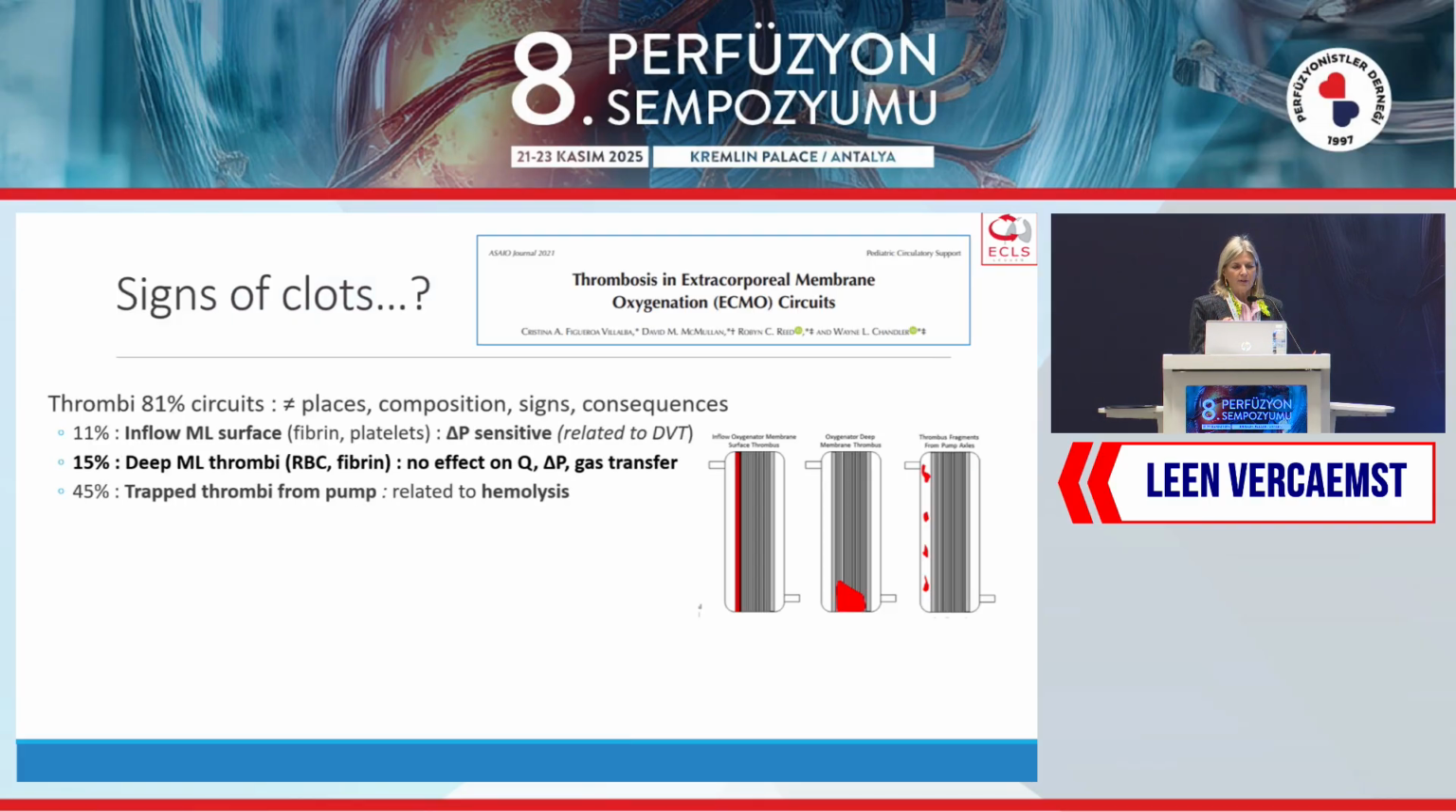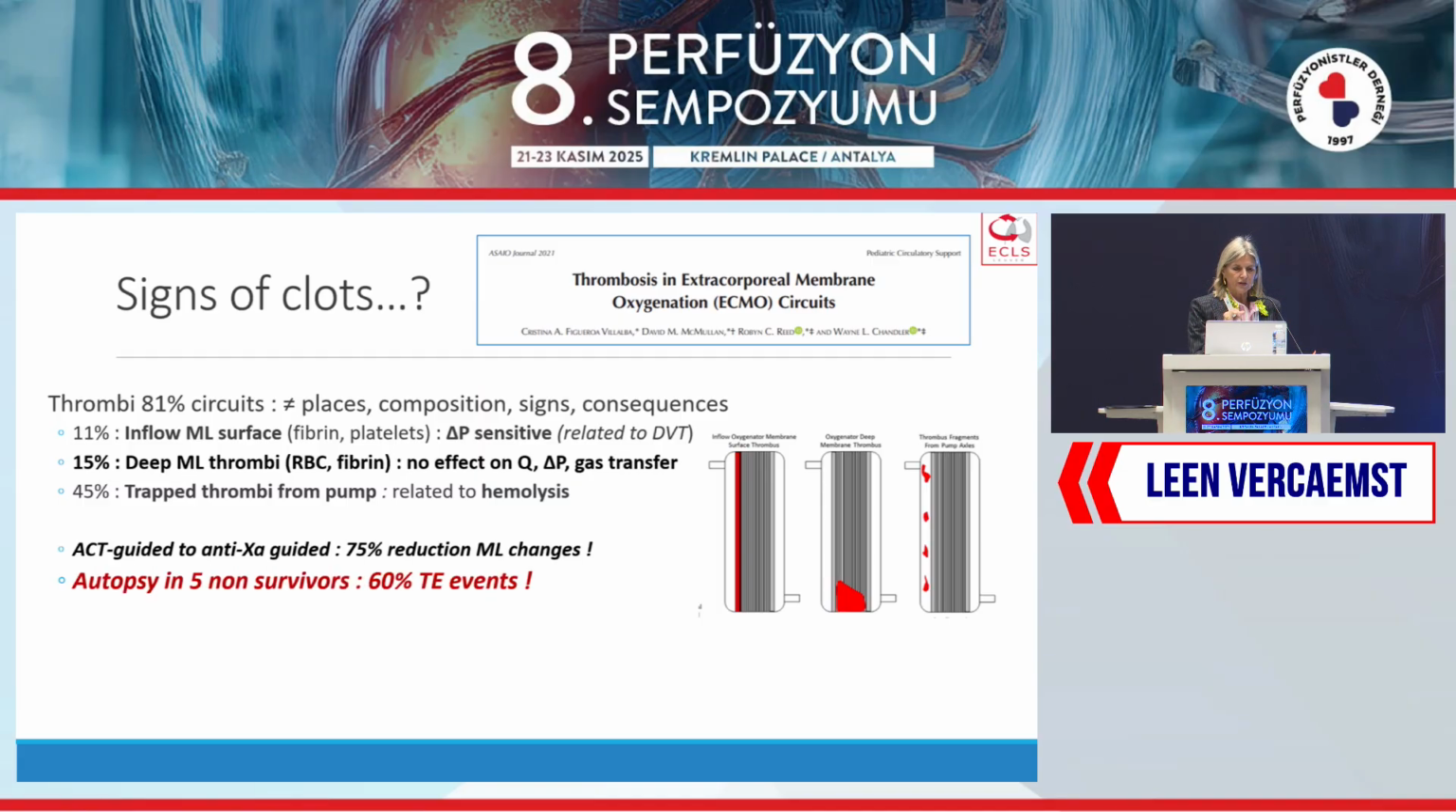This is another paper that says you could have thrombi in 80% of the ECMO circuits. And depending on where you find your thrombi, they will give different clinical signs. The inflow thrombi are very pressure sensitive, which is logical. But the deep thrombi, and the majority of the thrombi are there, have no effect on gas transfer or on resistance. And then you have the thrombi that are trapped in your pump, and they give hemolysis.